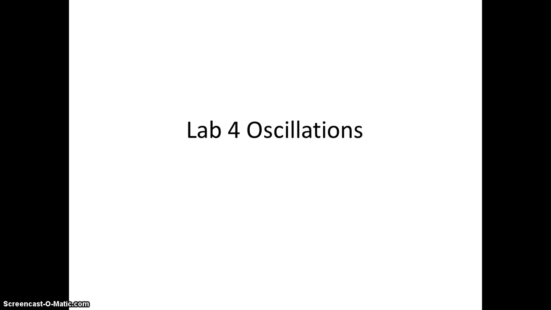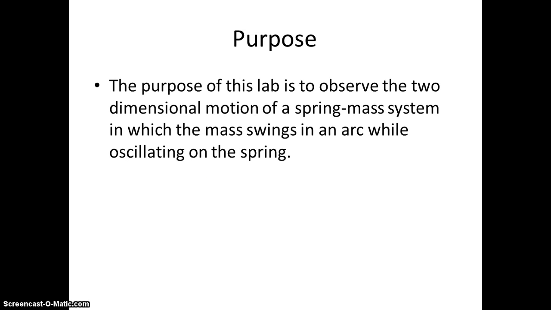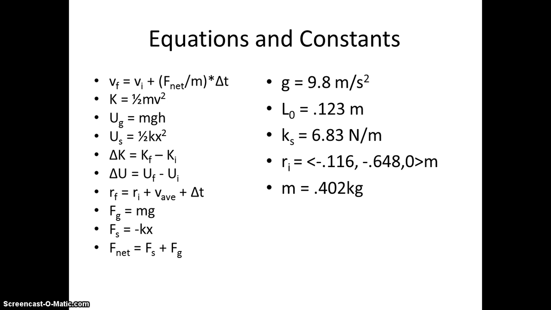Lab 4, Oscillations. The purpose of this lab is to observe two-dimensional motion of a spring mass system in which the mass swings in an arc while oscillating on the spring. And these are all the equations and constants relevant to this lab and observing the motion and then subsequently modeling it. So there's the fundamental principle: final velocity equals initial velocity plus F net divided by m times delta t.